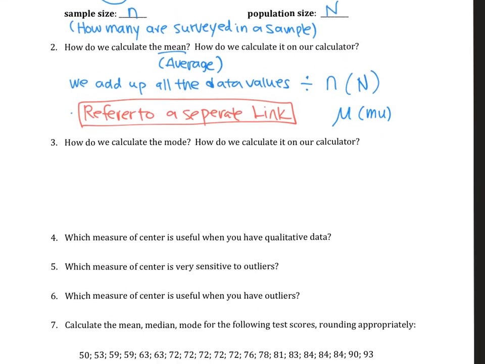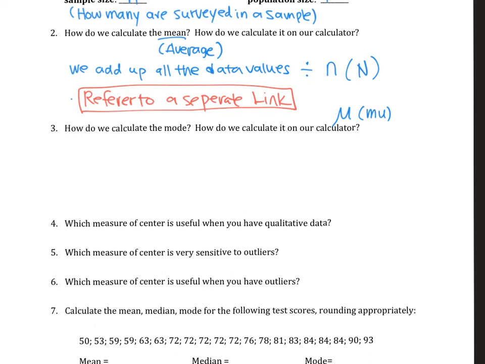Notice the next one is the mode. How do we calculate the mode? Mode is the value that occurs the most often.